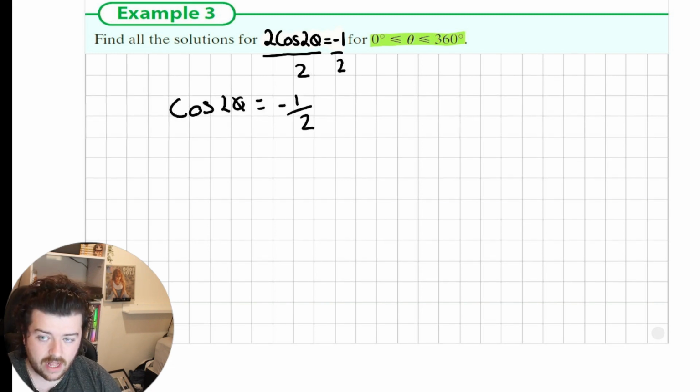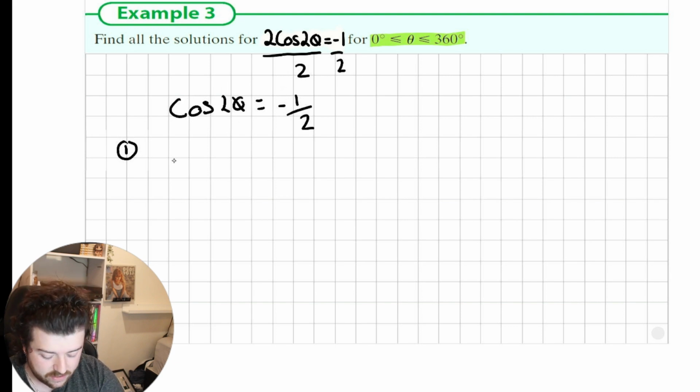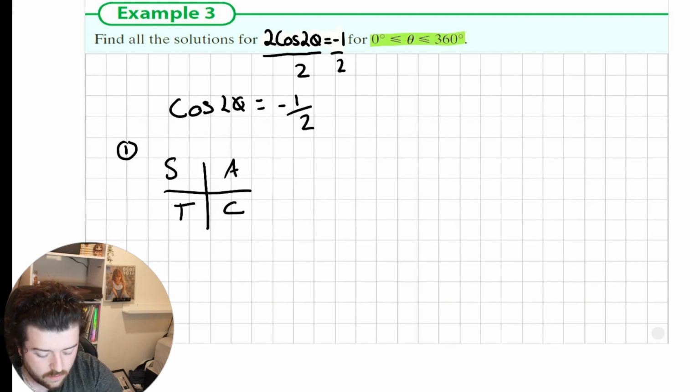Now that I have that sorted, I can start doing my regular stuff. When I'm solving a trig equation, I first need to find what region this angle lies in. Well, cosine is negative, so remember sex and the city. So cosine is negative. That means it's going to be in my second and third region.